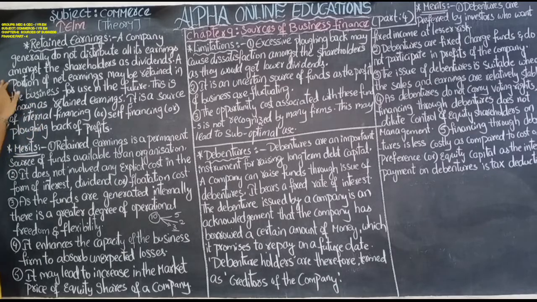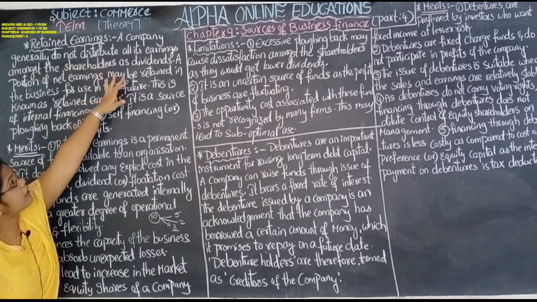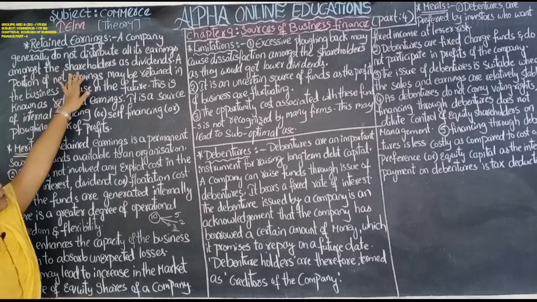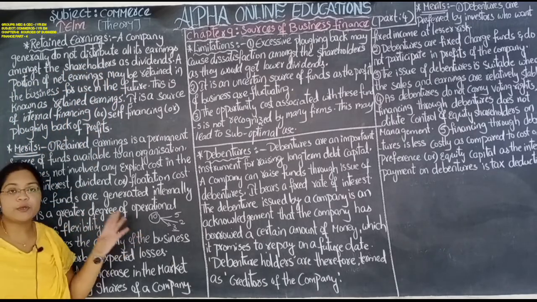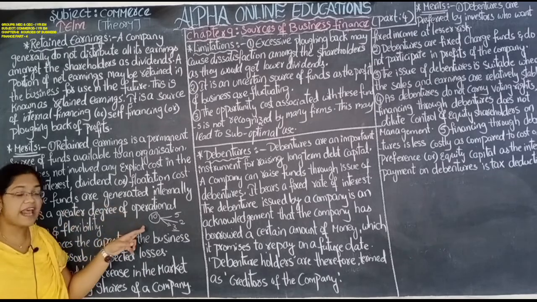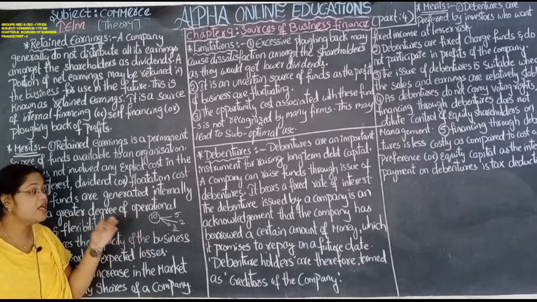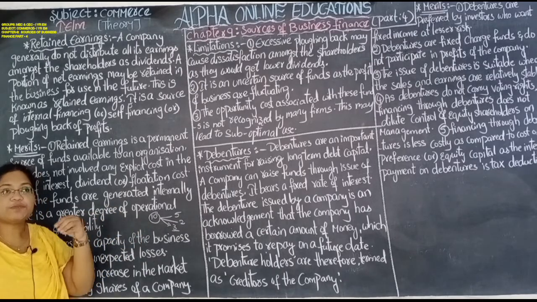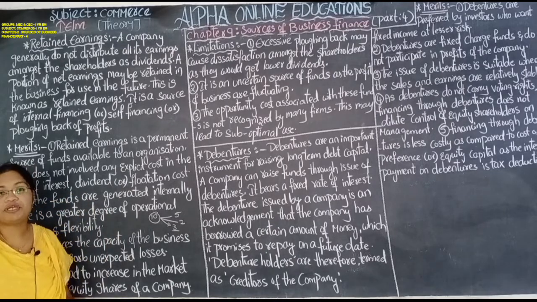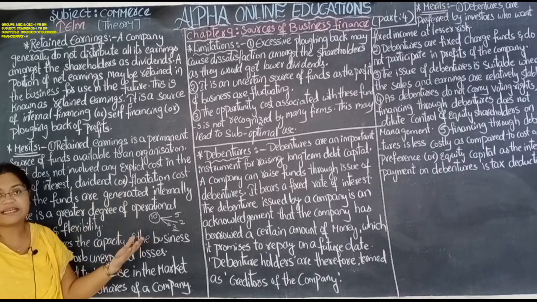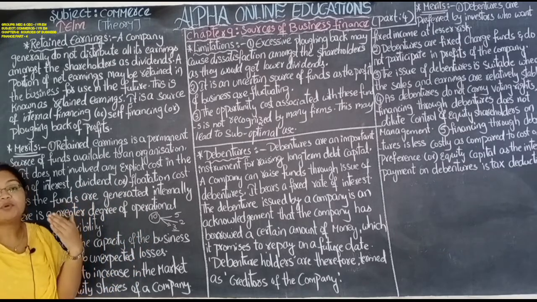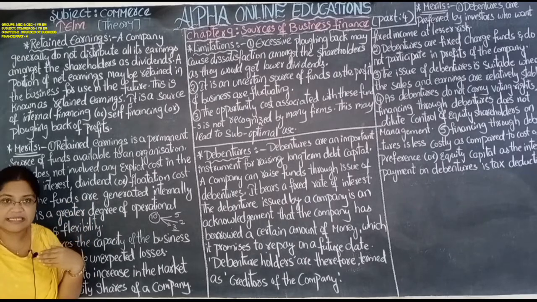A company generally does not distribute all its earnings among the shareholders as a dividend. If a company earns 10 rupees of profit, it will not distribute the total 10 rupees to the shareholders. It will share 75% of the profit, and it will keep 25% as reserves.